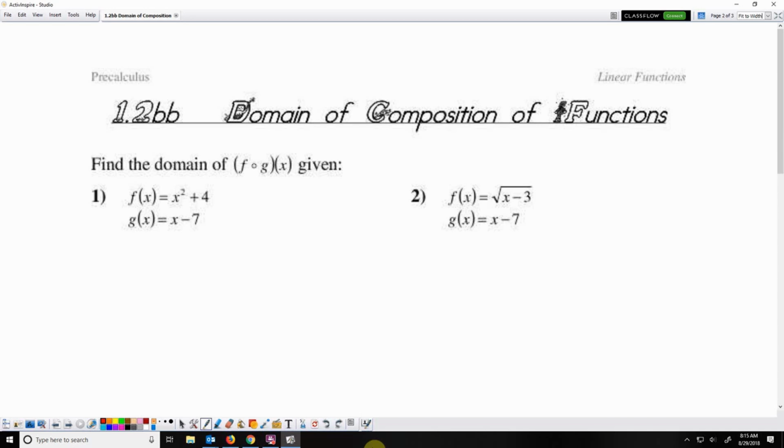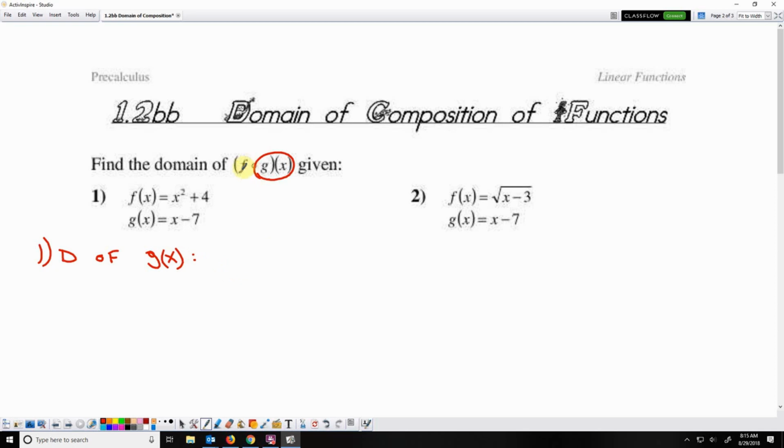Welcome back once again. Today we are going to deal with domain of a composition of functions, and specifically the type of composition where we are taking a function of a function. So for these first 5 problems, we are going to find the domain of f of g of x. So I'm going to show you one way that this can be done. We're going to consider this right here to be the inner function. And the first step we're going to take is to find the domain of the inner function. So the domain of g of x.